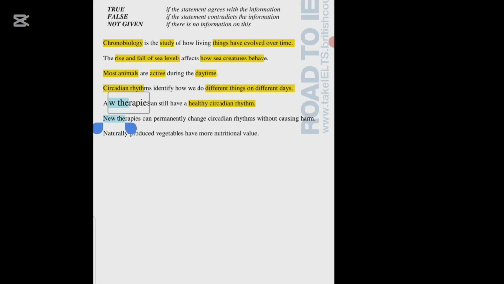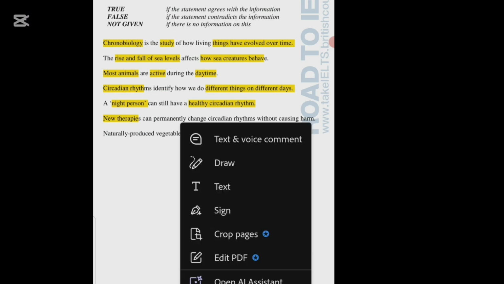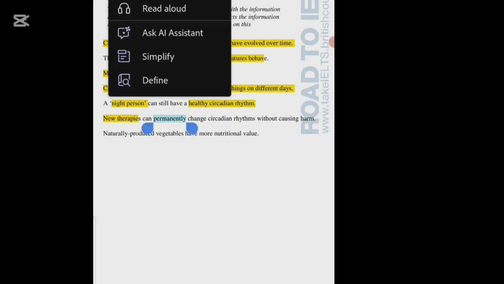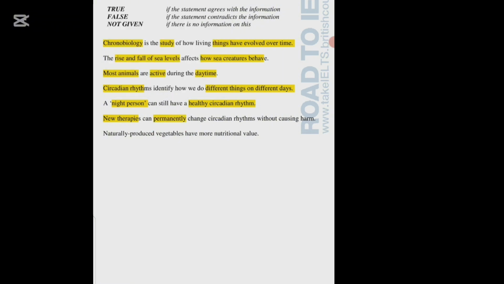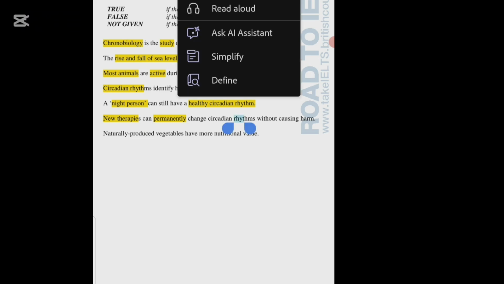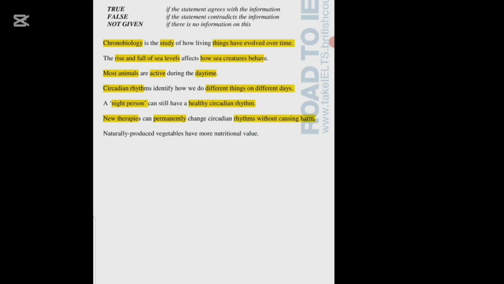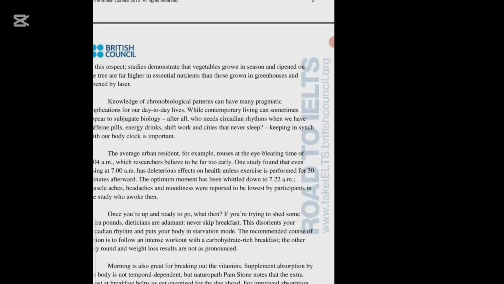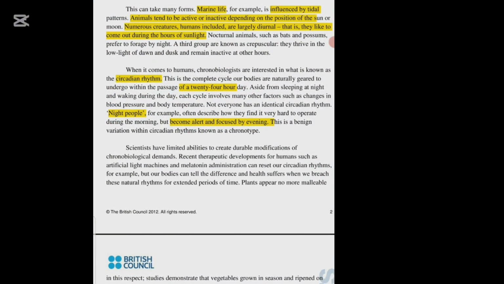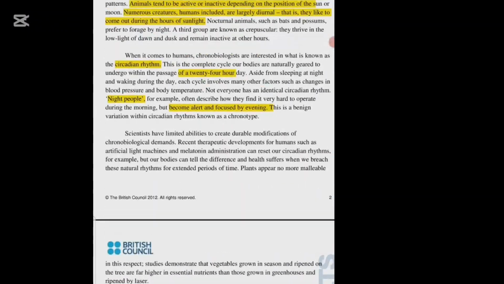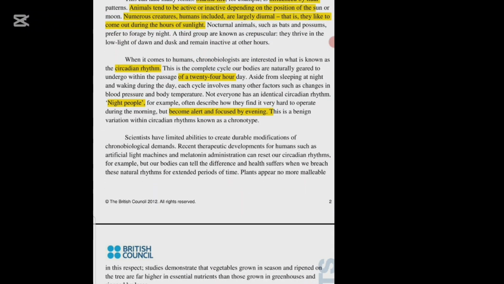Keyword, new therapies, right? It can be new medication, new treatment pattern. Can permanently, please be careful of extreme adverbs like this, change circadian rhythm without causing harm. So see, highlighting. Now let's continue from where we left off. This is a benign variation. We can't see anything about new therapies there, so moving on, right? Notice that we got our previous answer from the bottom of the third paragraph, which means the next set of questions will take us to the next paragraph.